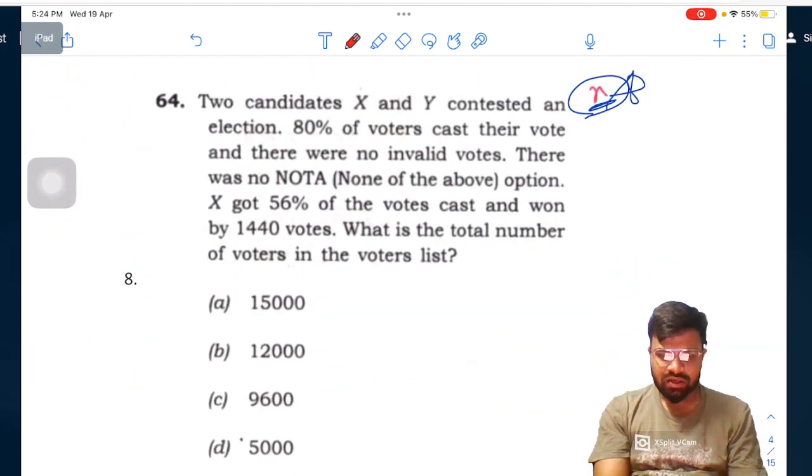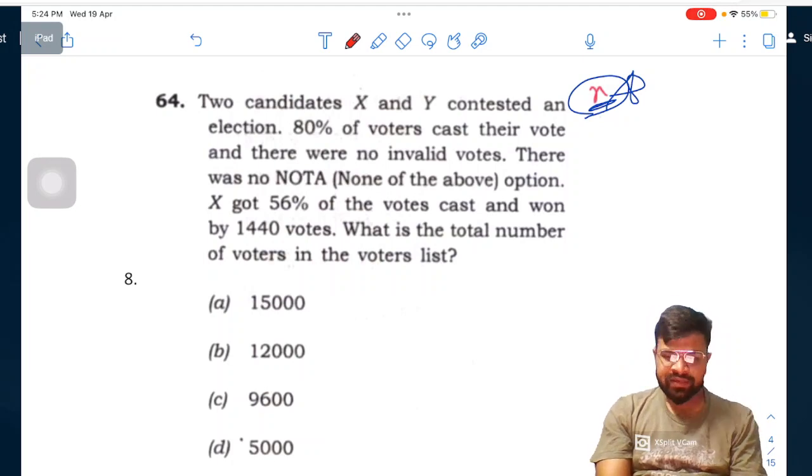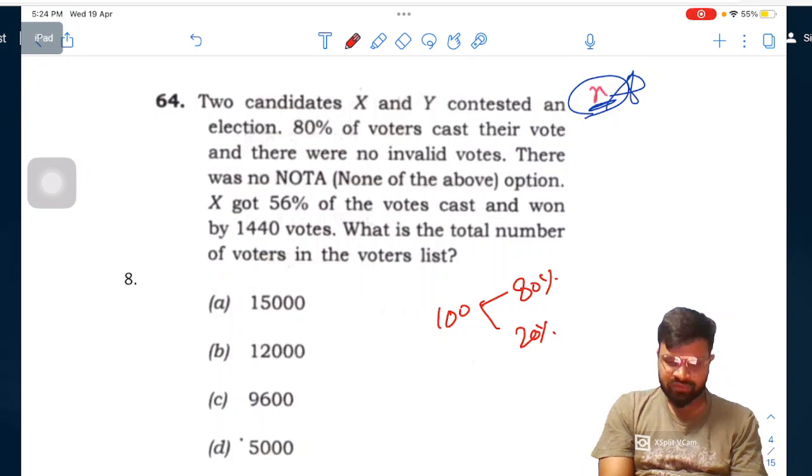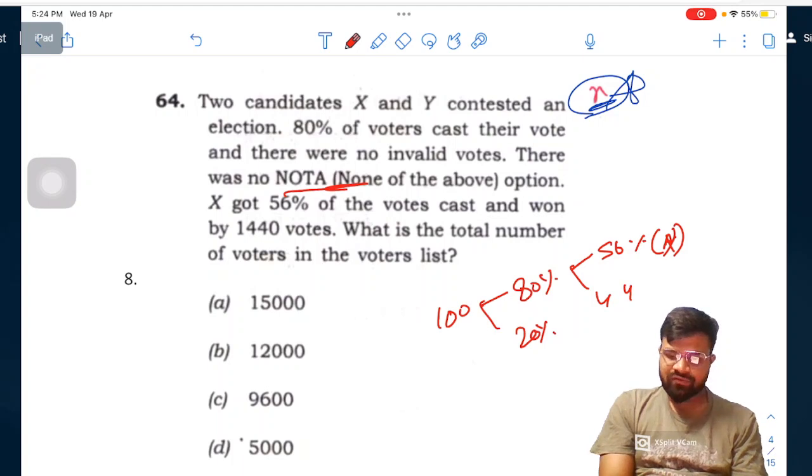This question is about voters. This is one of the favorite themes of UPSC because they want us to be aware citizens. So see, 100% were total voters. 80% cast their vote. 20% didn't cast their vote. Out of this 80%, 56% went to candidate A, and 44% went to the other candidate because there is no NOTA. So 44 will go to the other candidate.